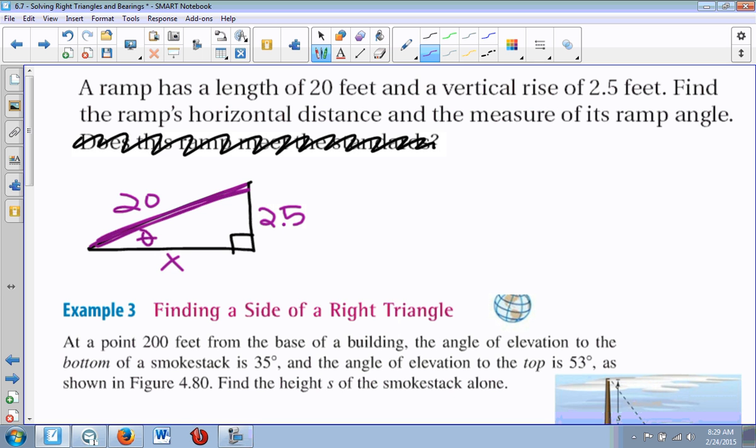Finding x is very easy. It's just the Pythagorean theorem. Okay, so let's do a little math. If you subtract 2.5 squared from 20 squared, we get 393.75. And if we take the square root of that, we get a horizontal distance of 19.8 feet.